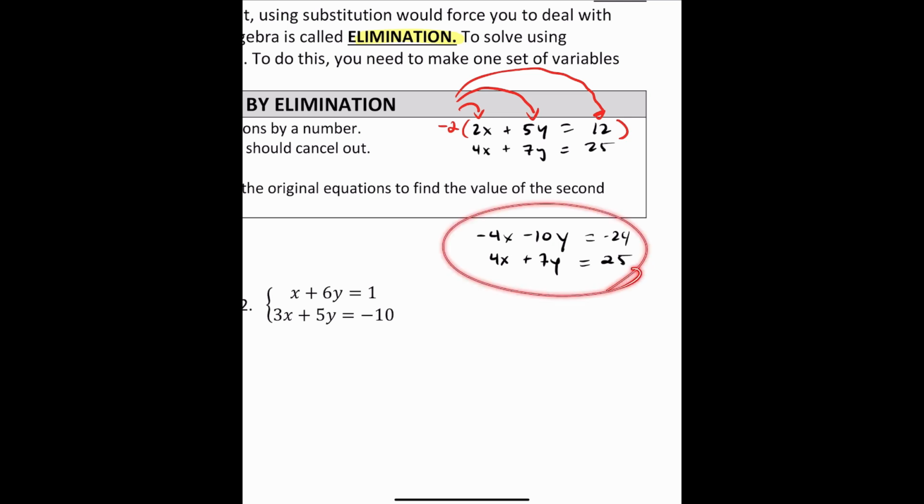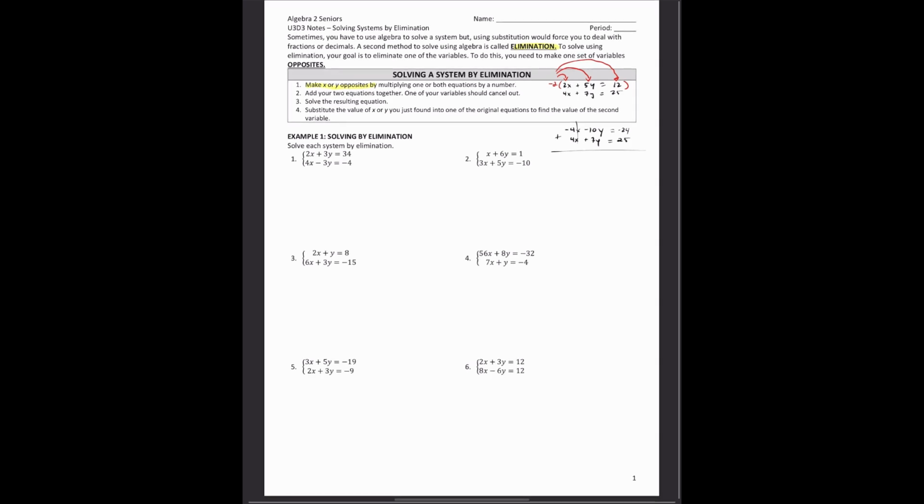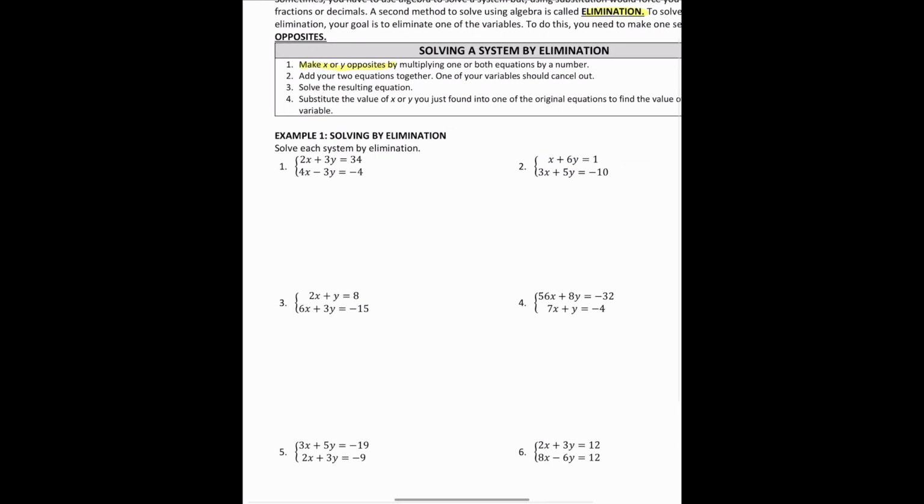Okay, so going back to those two equations, you notice that I can cancel both of these x's and then add vertically, right? So I can add these two terms and these two terms, solve, and do the rest of the steps shown over here. All right, so we're going to do some examples. Let's take a look at number 1. I have 2x plus 3y equals 34, and 4x minus 3y equals negative 4.